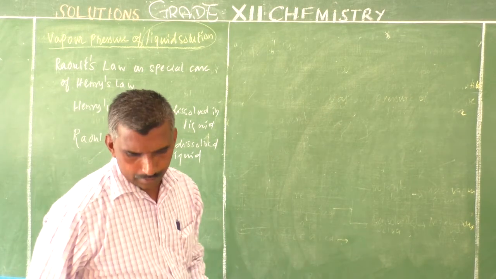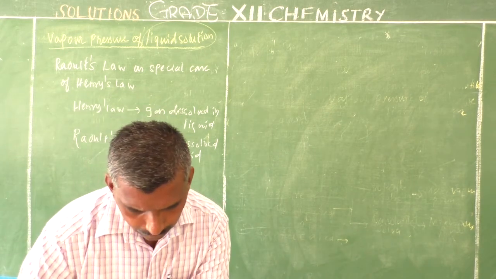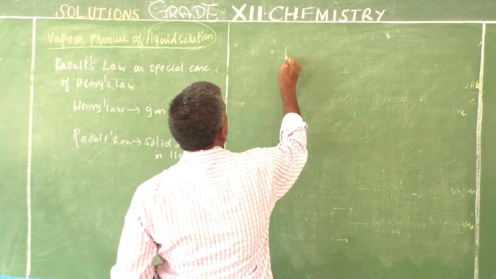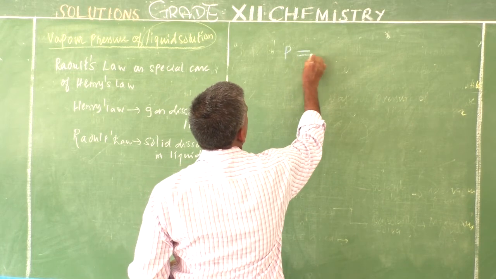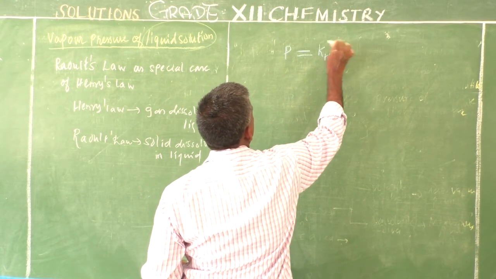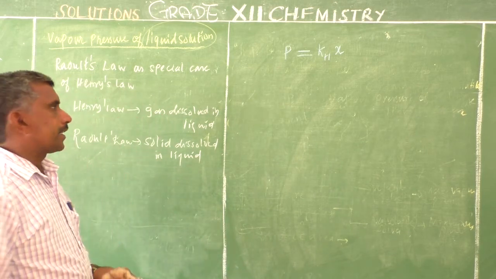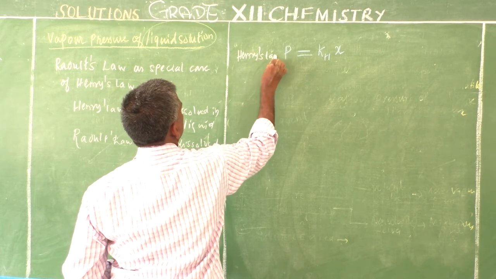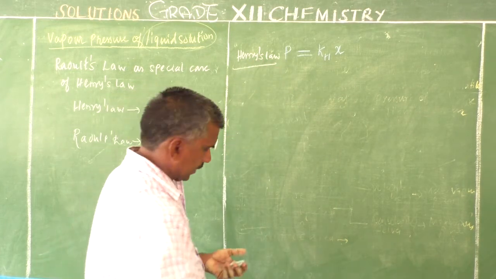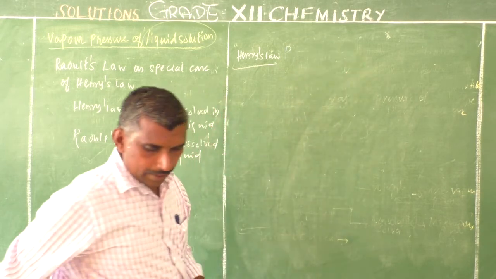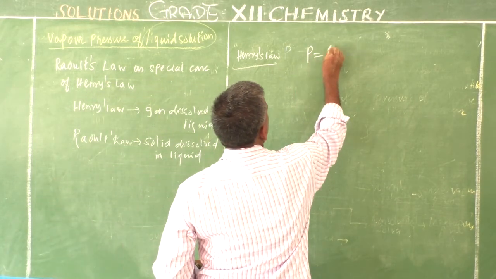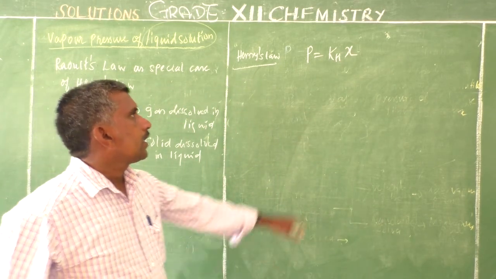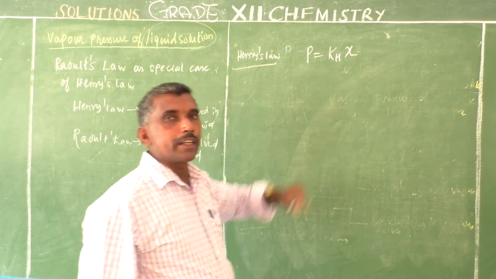What is Henry's law? The pressure is equal to the Henry constant times the mole fraction. Pressure is directly proportional to the mole fraction. Here kH is the Henry constant.